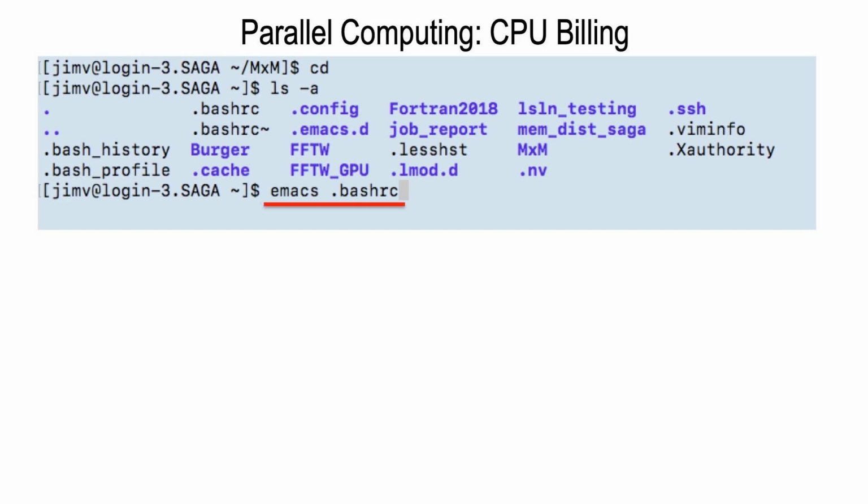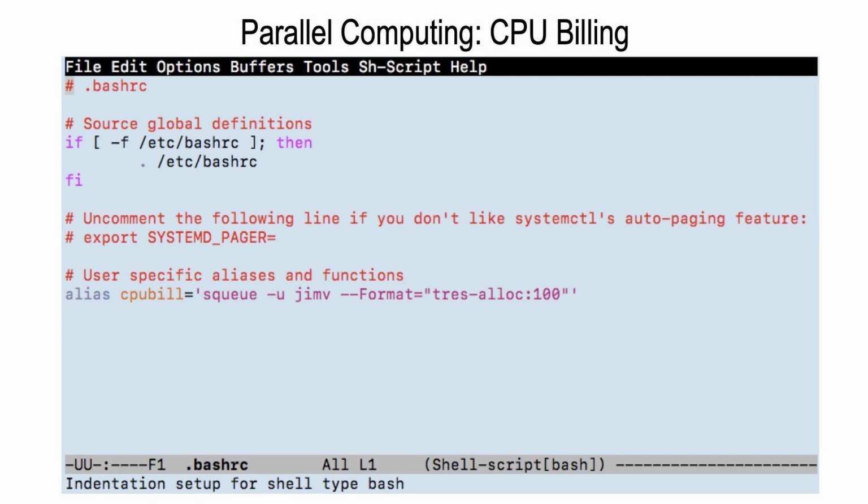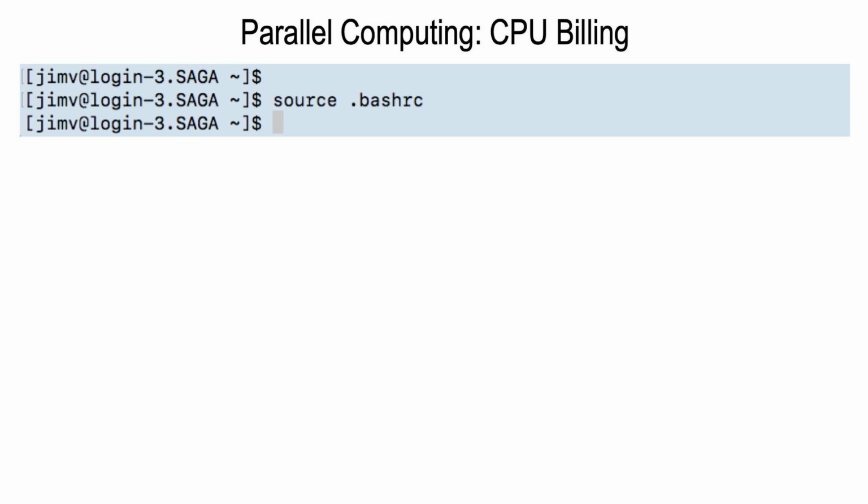Now, let's take a look at the .bashrc file using the Emacs editor. Within the .bashrc file, I've created an alias cpu-bill, which is a concise version of the billing command we've been using. From now on, we can utilize this command. When you edit the .bashrc file for the first time, use the Linux command source to activate the changes. Without this, the modifications won't take effect until your next login to Saga.